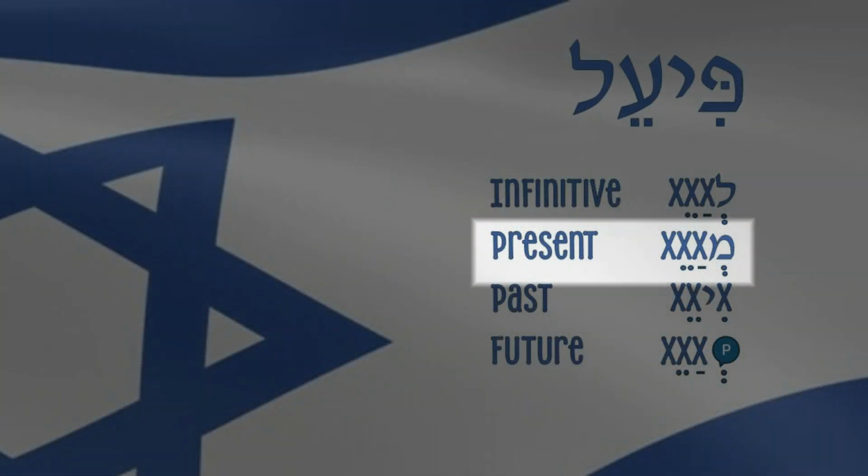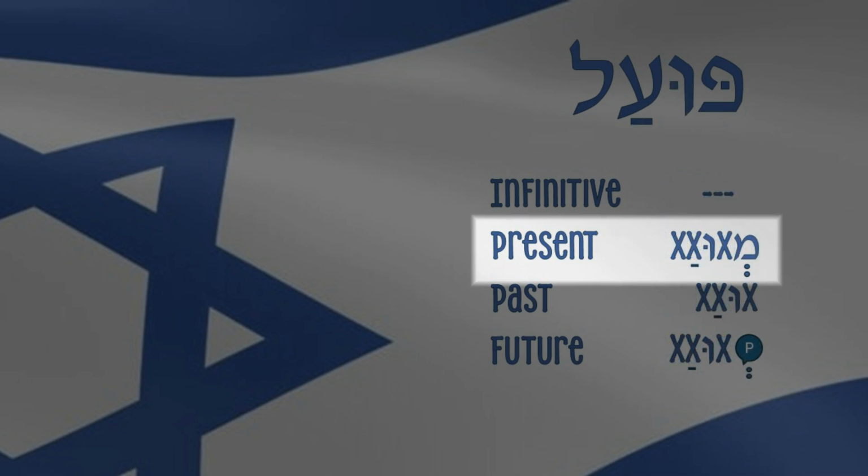Again, pu'al has no infinitive, and it is the passive of pi'el. The present tense of pi'el is me'a'e. That's the vowel pattern. And the present tense of pu'al is me'u'a. And so they both have a mem with a shva at the beginning. Pi'el has a'e afterwards, and pu'al has u'a. And that's the present tense.